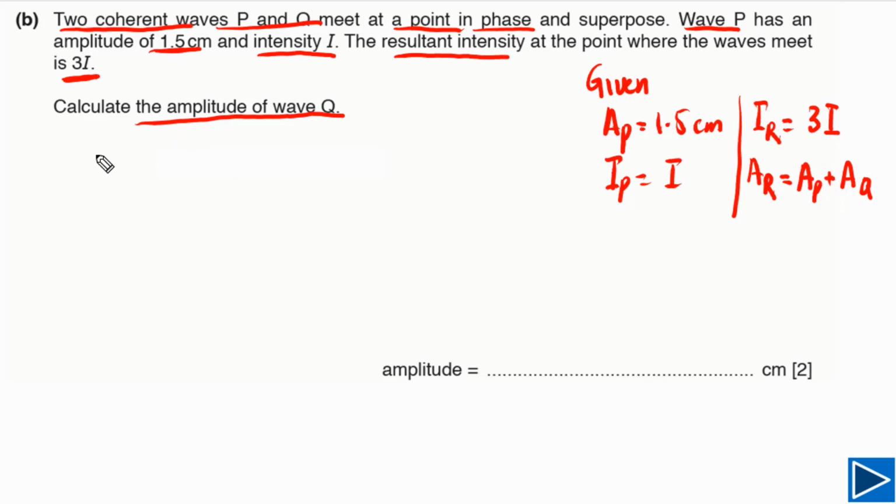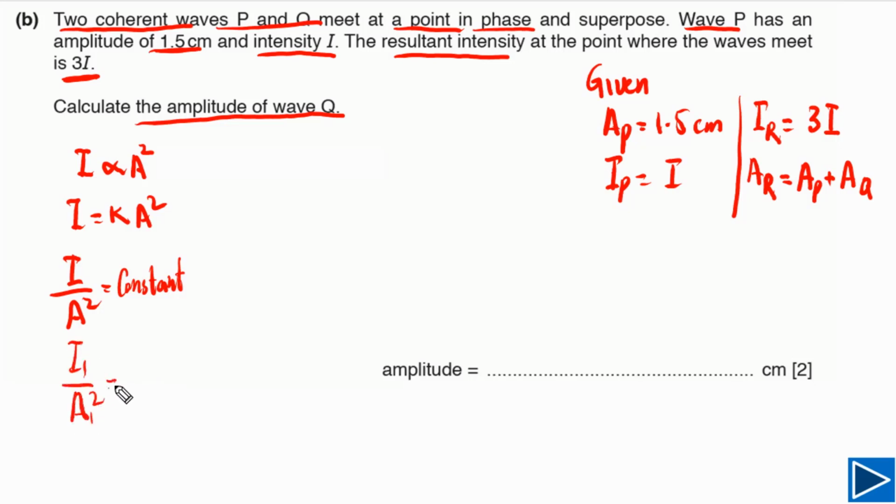Now let's understand how we can use the relationship between intensity and amplitude to calculate the amplitude of wave Q. For waves, intensity is directly proportional to amplitude squared, or we can say intensity is equal to some constant times A squared, or intensity over amplitude squared is equal to K, a constant. This is a very important point. It tells us that for any wave, the ratio between intensity and amplitude squared is constant. In other words, I1 over A1 squared is equal to I2 over A2 squared. Now in this case, our I1 is wave P.